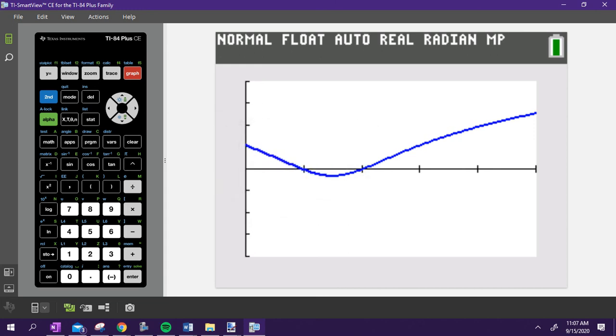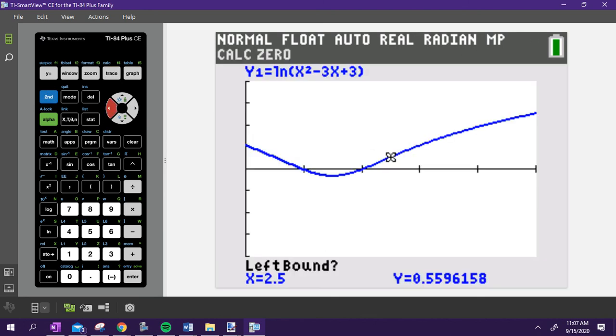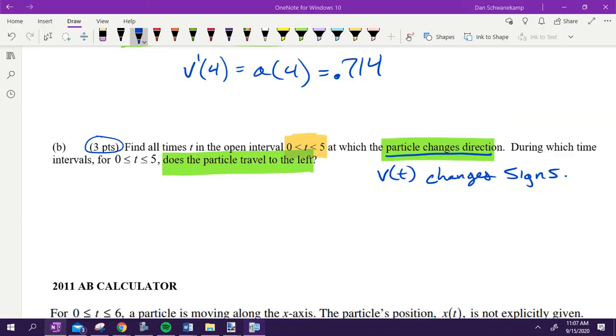Boom, right there. You could find it. Second, calculate the 0. We're pretty clear as we look at that thing what it is. We go to the left, hit enter. Go to the right, hit enter. Oh yeah, it's at 1. This one's a pretty easy one. The zeros are at 1 and 2 here. They're not always going to be that clean. So when does velocity change signs? At t equals 1 and 2.